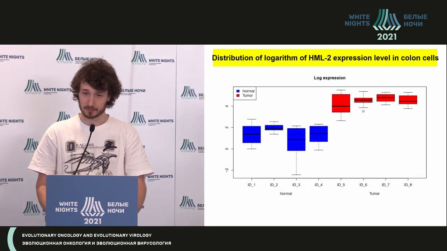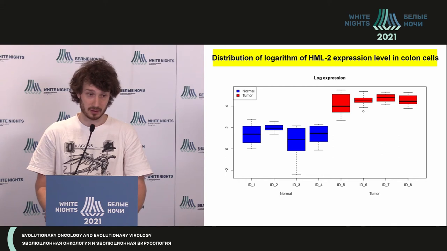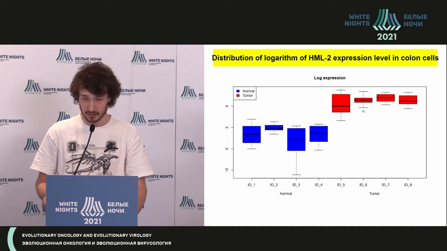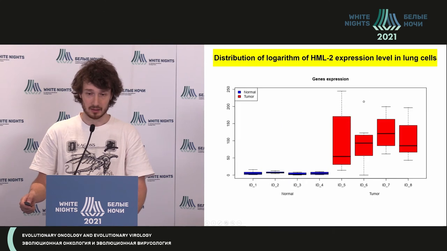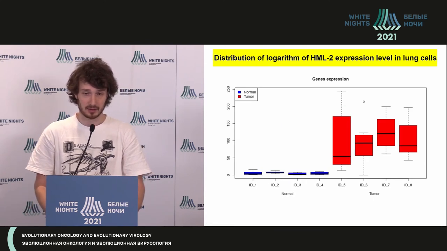So these are our results. We analyzed expression levels of the human endogenous virus HML2 family in colon cancer cells and in healthy colon cells. And we got such results. We can see that expression of HML2 retroviruses in normal cells of colon is significantly lower versus cancer cells. Meaning in cancer, the expression is significantly higher, which actually confirms our assumption.